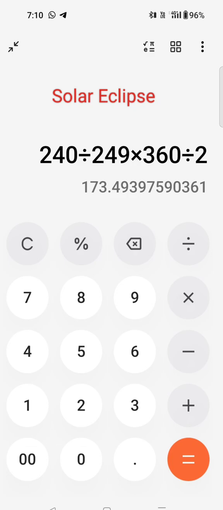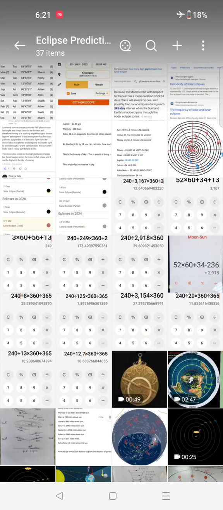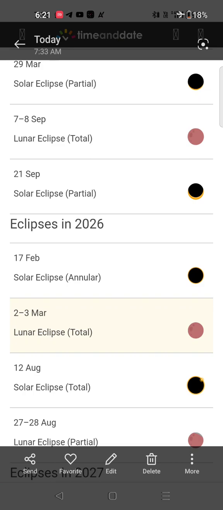Now let's look at what NASA says. If we take the next 10 years of solar eclipses, and if you calculate the dates between any two solar eclipses, you will be surprised to know that it is exactly 173 days. Almost 173 days. If you calculate properly by considering the days of the month, you will come to 173 days.